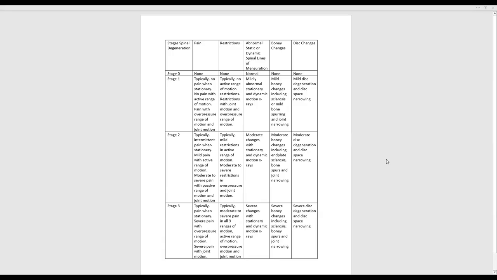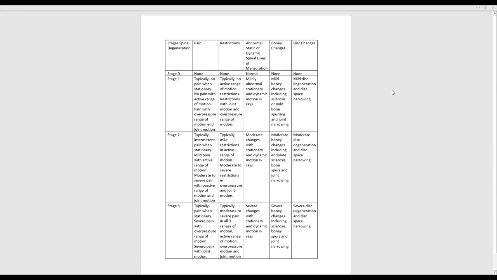Stage 2, bony changes: moderate bony changes, including end plate sclerosis, bone spurs, and joint narrowing. Disc changes: moderate disc degeneration and disc space narrowing. So that was stage 2. But you can see how we just itemized it out and categorized it and associated with it. That's spinal degeneration. This chart should also be in your narrative report.